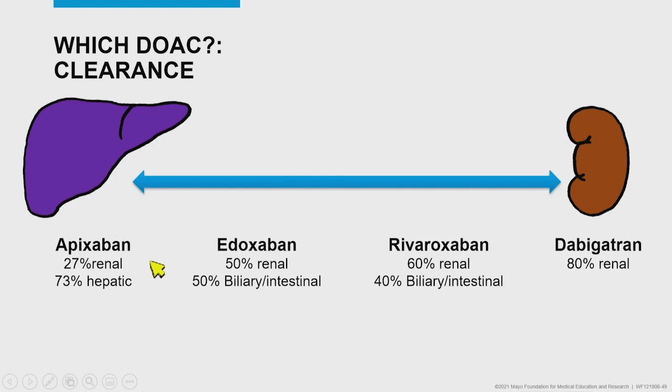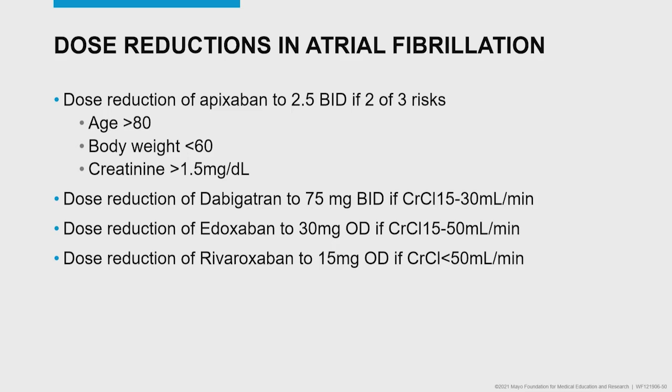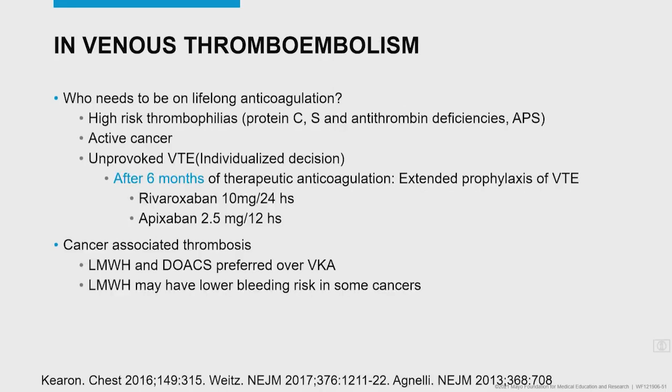Apixaban is the one that has the lowest renal metabolism but has a significant hepatic metabolism. So in a patient with liver failure, that will not be your preferred DOAC. Most DOACs have dose reductions if the indication is atrial fibrillation. There's no dose reduction approved for treatment of VTE. And there's a dose reduction of apixaban, you can treat with 2.5 if you have two of these risk factors: age, body weight, or creatinine. And there's a dose reduction of dabigatran, edoxaban, and rivaroxaban, all based on creatinine clearance. Remember, this is not GFR, this is creatinine clearance, and both numbers can be different.